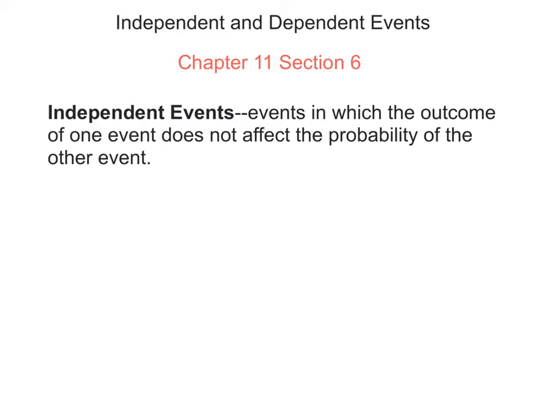Independent events. Events in which the outcome of one event does not affect the probability of another event. So let's look at several examples of independent events. Example number 1. Say I had a spinner and I took one spin of the spinner, and then right after that spin, I spun it again. We know that the second spin has nothing to do with the first spin. So that's an example of an independent event.